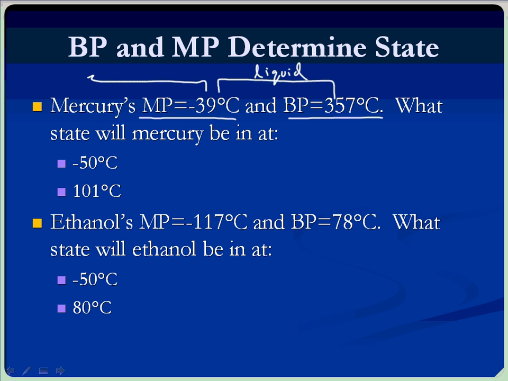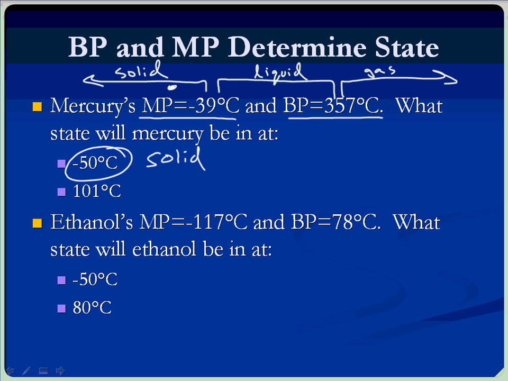At a lower temperature than this, it's going to be a solid. And at a higher temperature than this, it's going to be a gas. So at negative 50 degrees C, what state will mercury be in? Well, mercury will be a solid, because negative 50 is lower than negative 39. That'd be like over here.